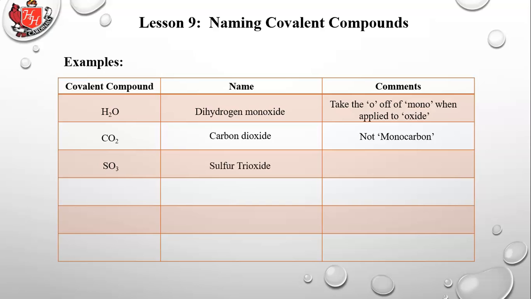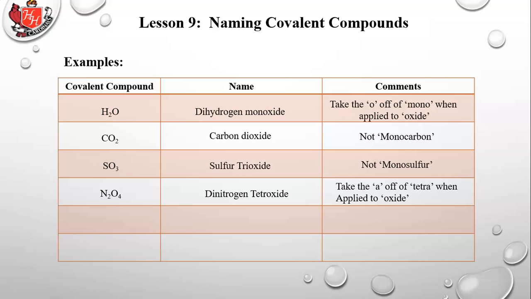SO3, sulfur trioxide, not monosulfur trioxide. N2O4, dinitrogen, there's 2 nitrogens, tetraoxide, but you take off the A and it becomes tetroxide. Dinitrogen, 2 nitrogens, tetroxide, 4 oxygens. Take the A off of the tetra when applied to oxide. CCl4 is carbon tetrachloride. And finally, IF7 is iodine heptafluoride.